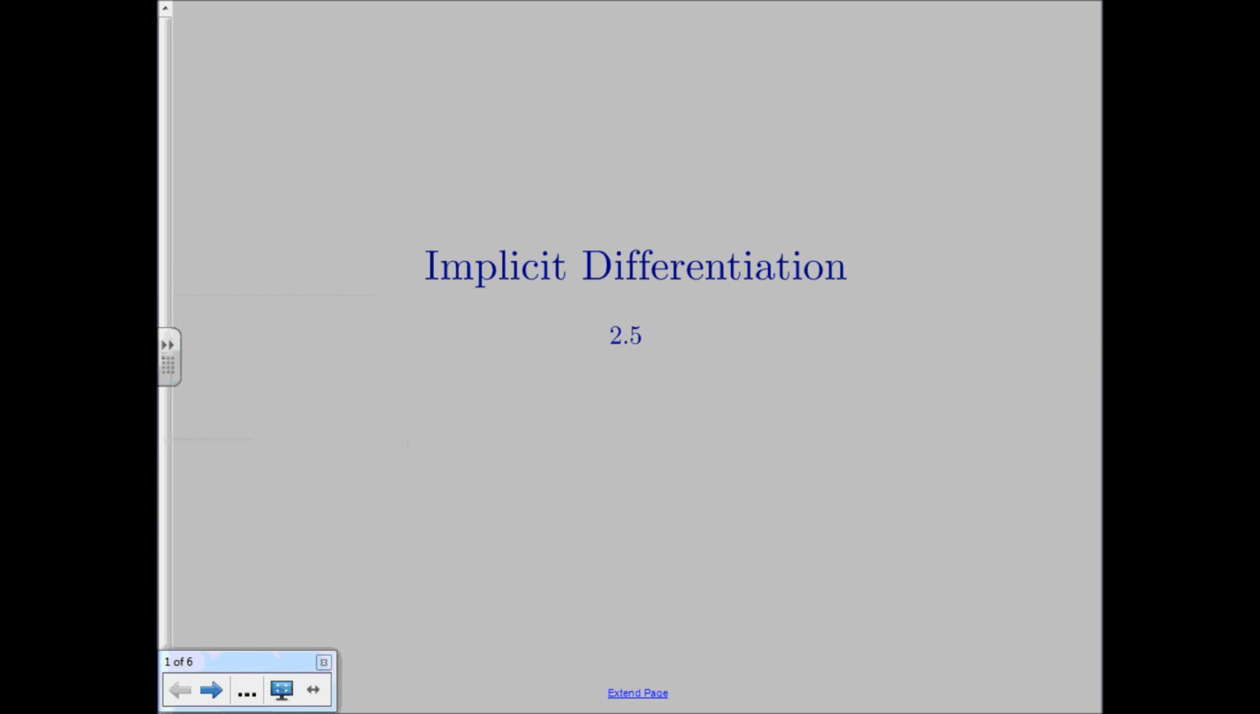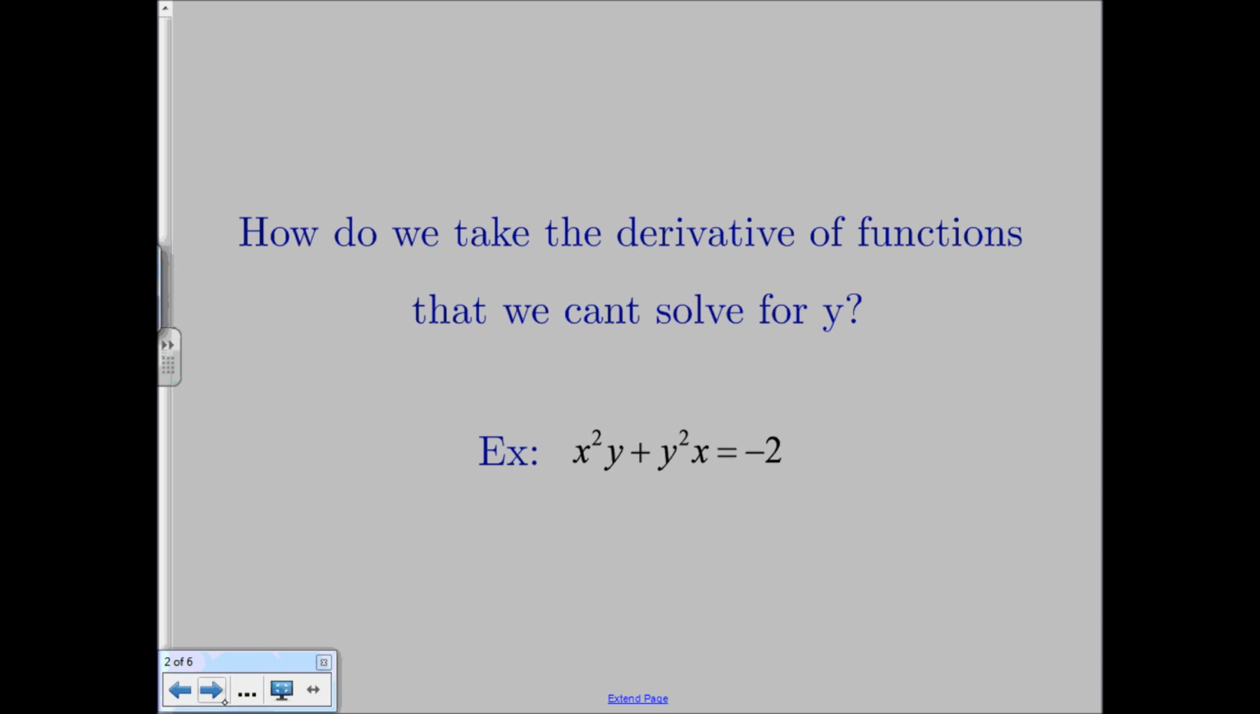Hello. So today what we're going to talk about is a different type of differentiation than you've been doing in class. So the basic rules of differentiation that you've been using, your quotient rule, your product rule, chain rule, power rule, all that kind of fun stuff, has been what we called explicit differentiation. So we need this process called implicit differentiation to take the derivative of functions where we can't solve for y.